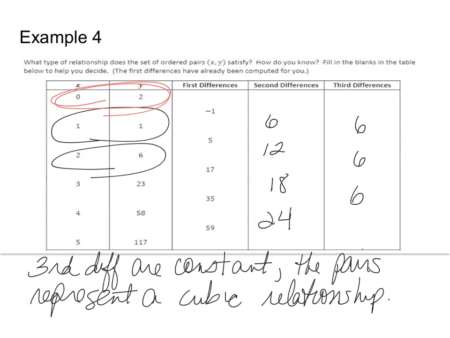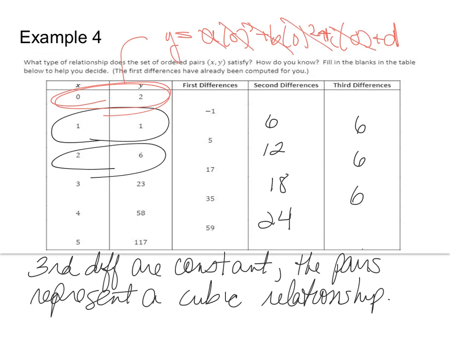When x equals 0, y equals 2, which if we put into standard form, y equals ax cubed plus bx squared plus cx plus d. All of this stuff cancels, and we have d equals 2. Let's just check that ordered pair, 3 and 20.